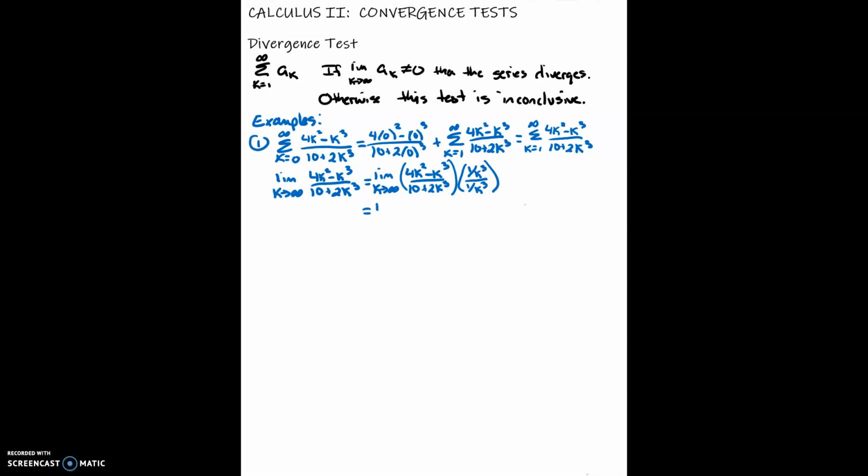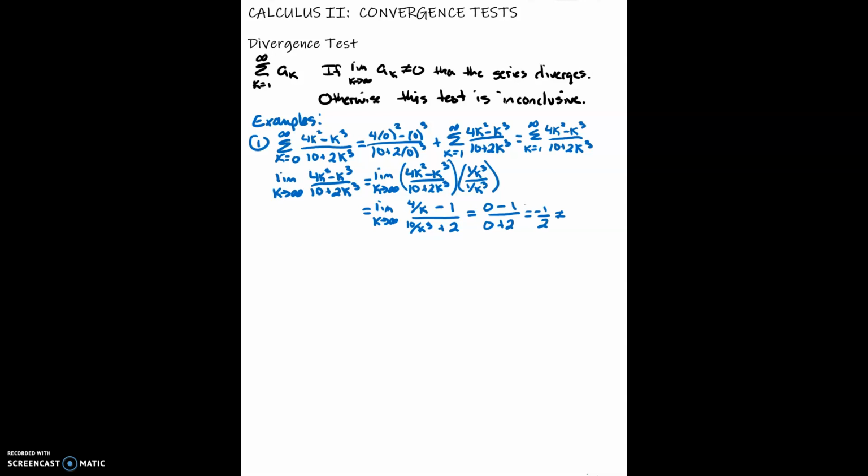If I distribute that out, we're now looking at the limit as k goes to infinity of the first term becomes 4 over k minus k cubed over k cubed, that becomes 1. In the denominator, we have 10 over k cubed plus 2k cubed over k cubed, that just becomes 2. Now, if we take the limit of this as k goes to infinity, as k gets really large, 4 over k goes to 0, 1 stays at just 1, 10 over k cubed also goes to 0, 2 stays just 2, so we have negative 1/2.